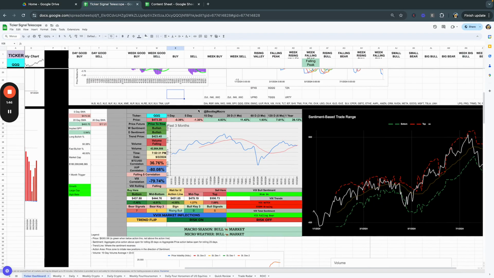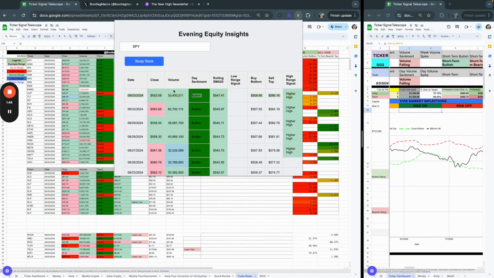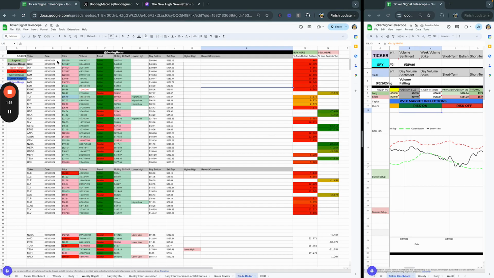So I'm going to show you how I go about filling in the Evening Equity Insights here. First thing I'm going to do is SPY. I'm going to type this in over here, and we're going to look at it just very quickly. I think this is a nice breakdown for folks because I think people actually want to see a high-level model in action. So I'm going to give you one.